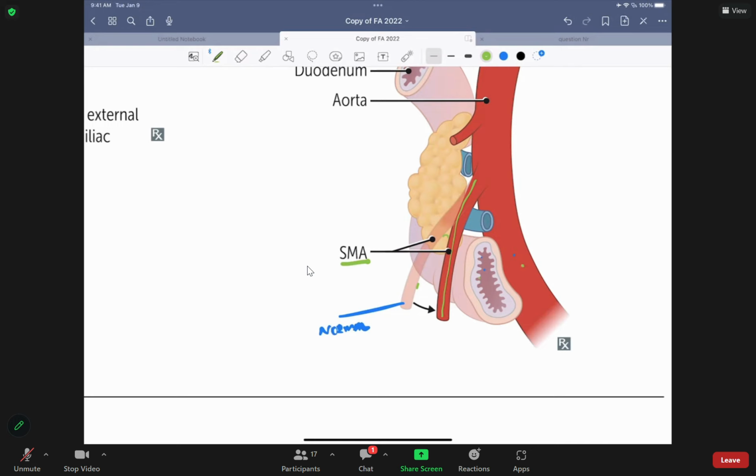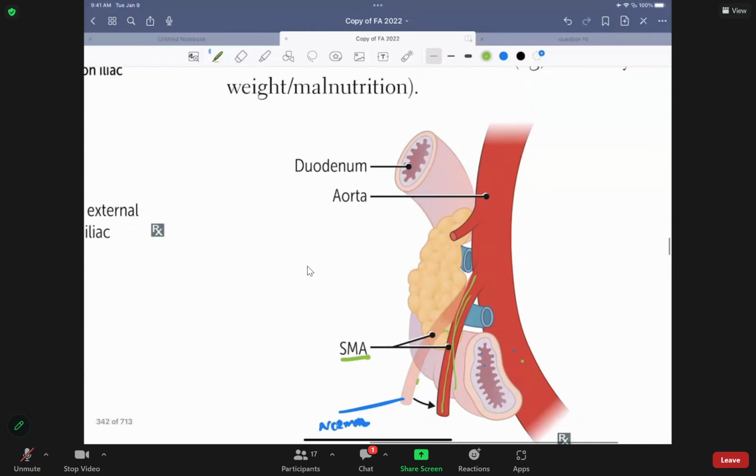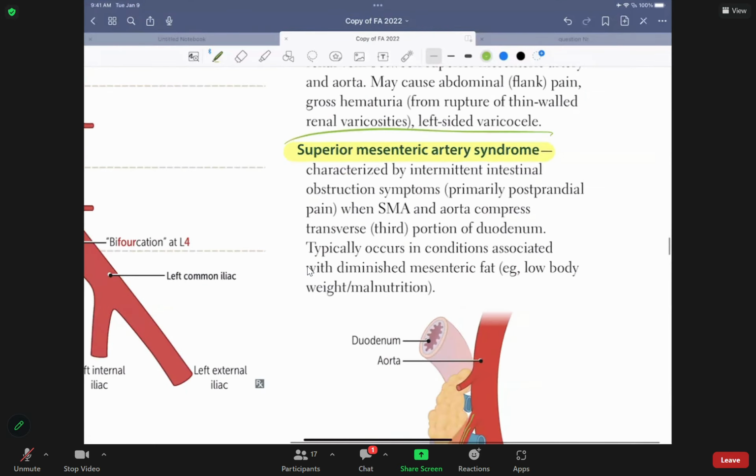Postprandial means after eating. Now the duodenum is going to enlarge. Why is the duodenum enlarging? The food is coming in. Does that make sense, folks? When the duodenum tries to enlarge, the superior mesenteric artery would not allow it because it's going to compress that area. Is that clear, folks? That is called superior mesenteric artery syndrome. Superior mesenteric artery syndrome is defined as the SMA compressing the duodenum. Simple.